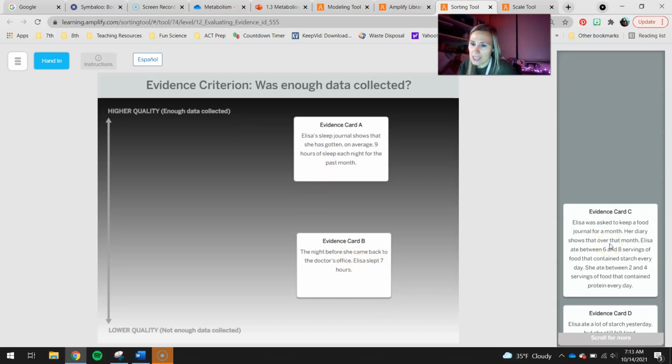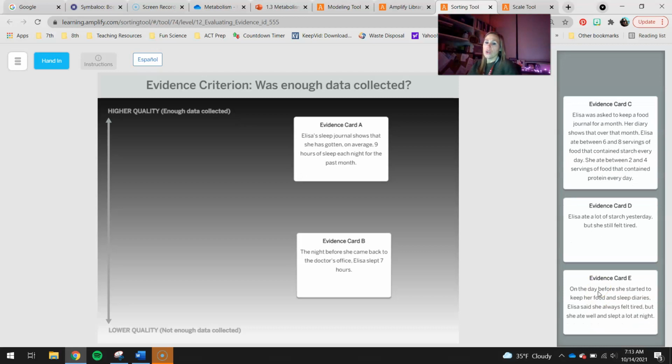Elisa was asked to keep a food journal for a month. Her diary shows that over that month, Elisa ate between 6 and 8 servings of food that contained starch every day. She ate between 2 and 4 servings of food that contained protein every day.